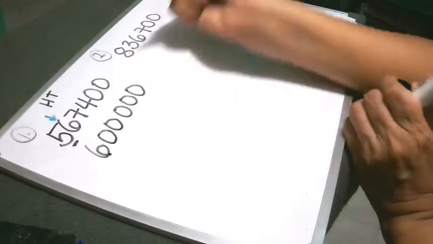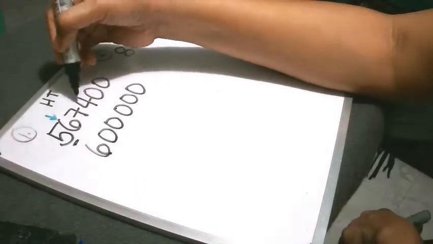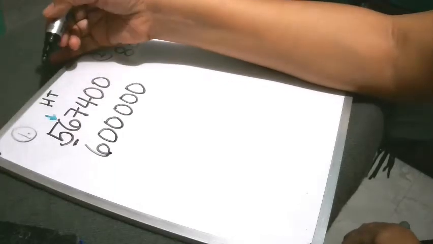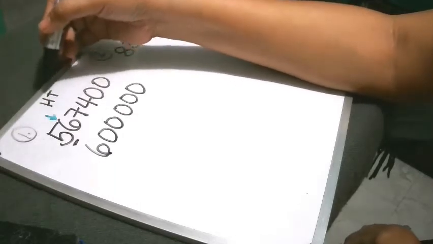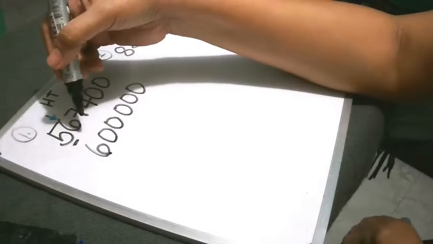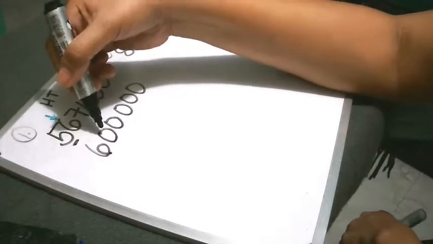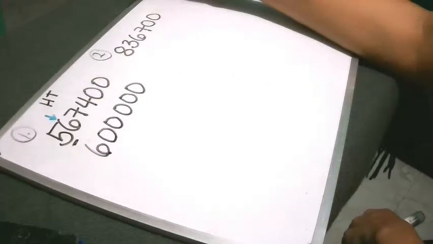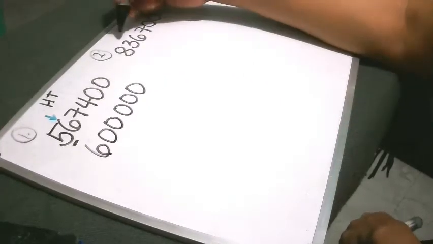So if you are asked to round off 567,400 to the nearest 100,000s place, or to the nearest 100,000, our answer will become 600,000.